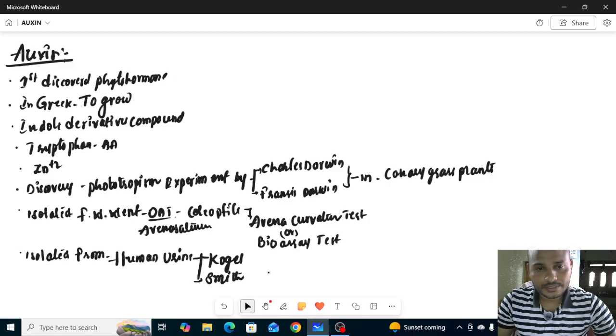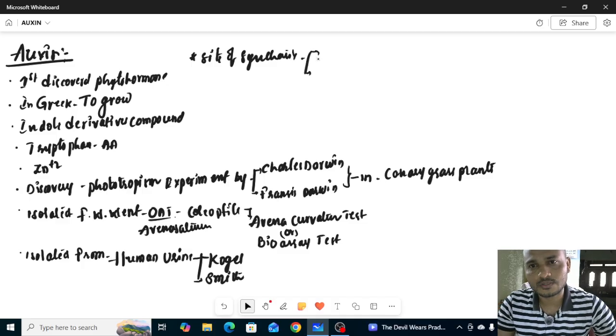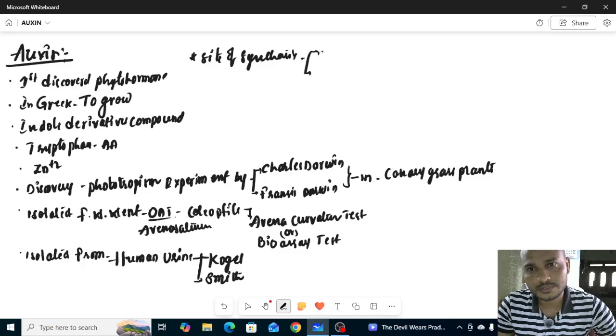And now, site of synthesis of auxin. There are two sites or places from where auxin is synthesized. They are root apex and shoot apex.